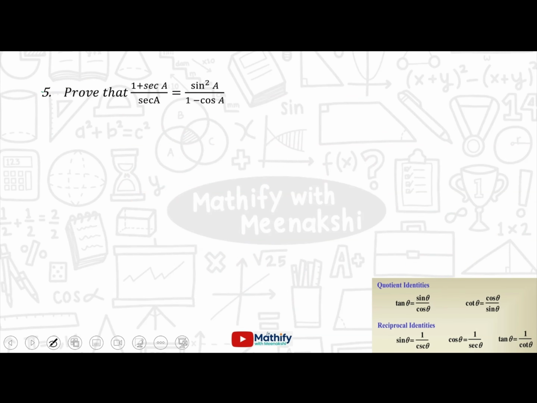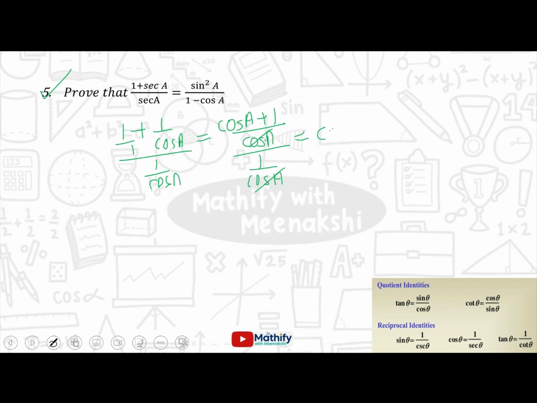Question number 5. You will write sec A as 1 by cos A. Here again 1 by cos A. Take the LCM. That is cos A plus 1 by cos A. And here 1 by cos A. We can cut cos A and cos A. So we are left with cos A plus 1. This is your LHS. Now let's solve RHS.